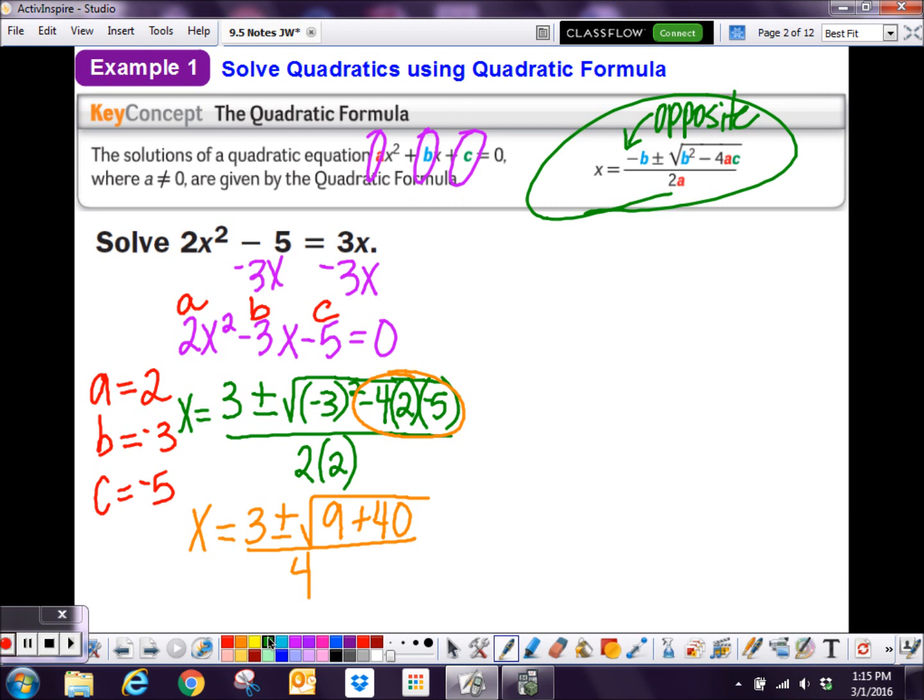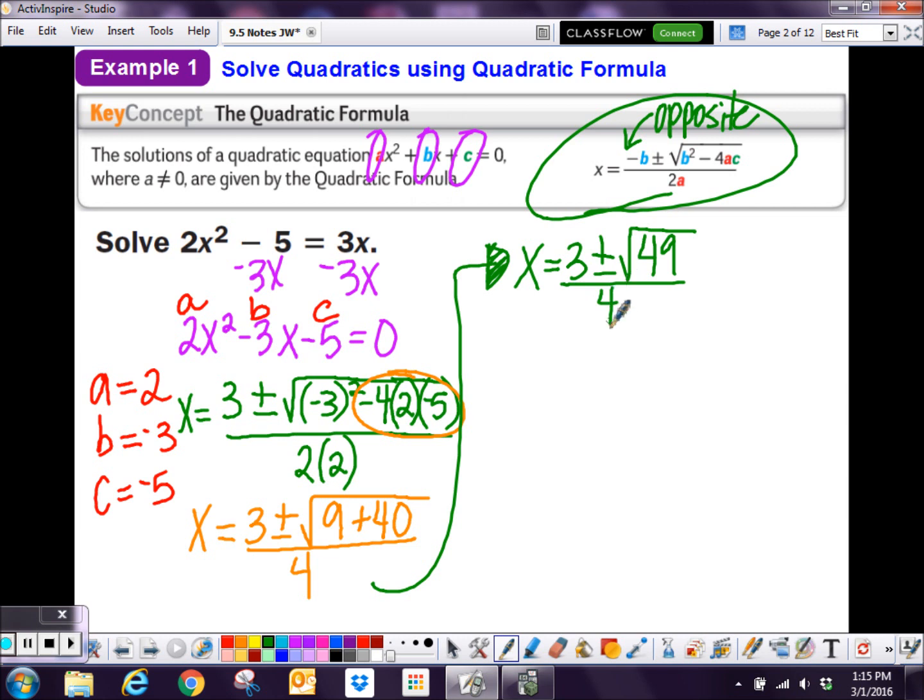All right, so now I'm going to simplify this again. Okay, so what can we do? We've got x equals 3 plus or minus the square root of 9 plus 40 is 49, all over 4. So now we've got x equals 3 plus or minus, what is the square root of 49? Square root of 49 is 7, all over 4.